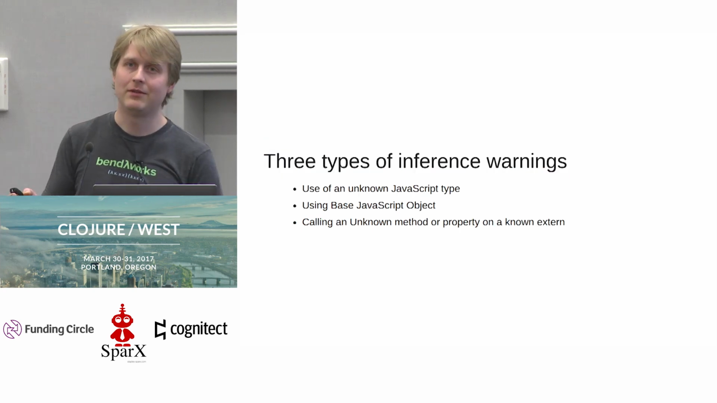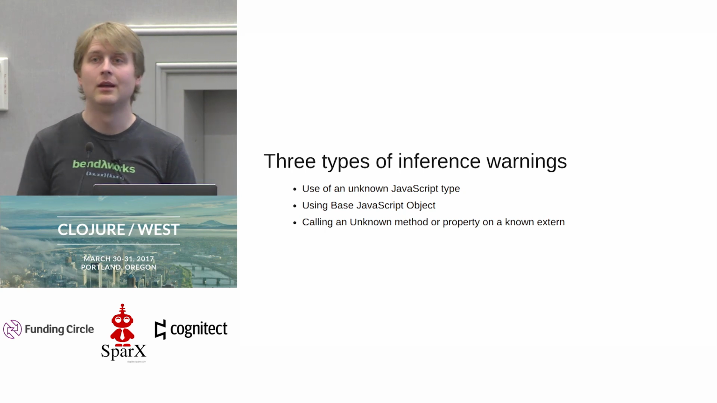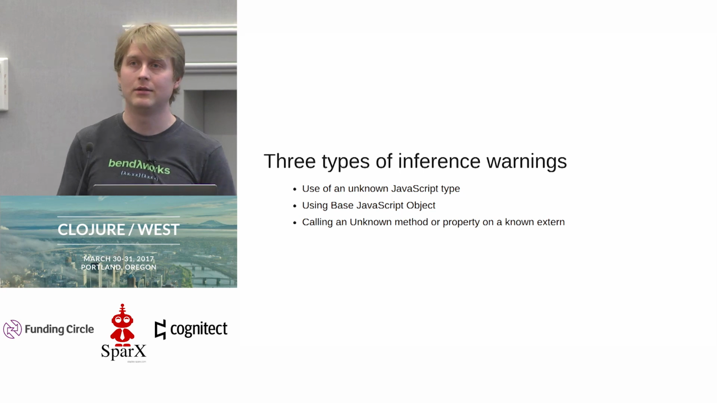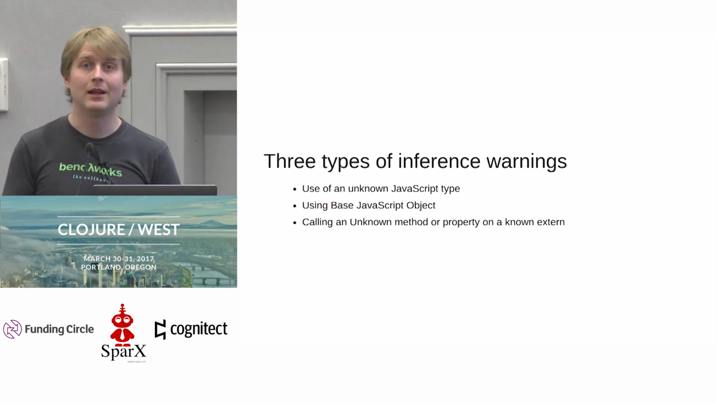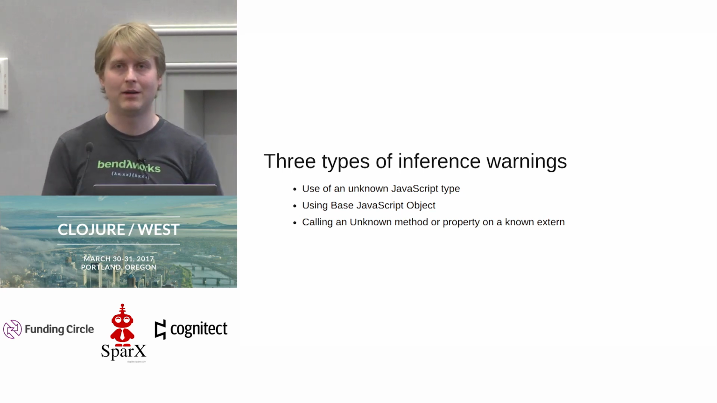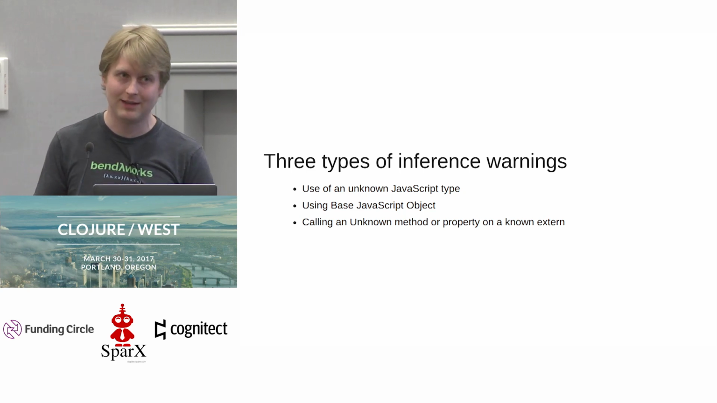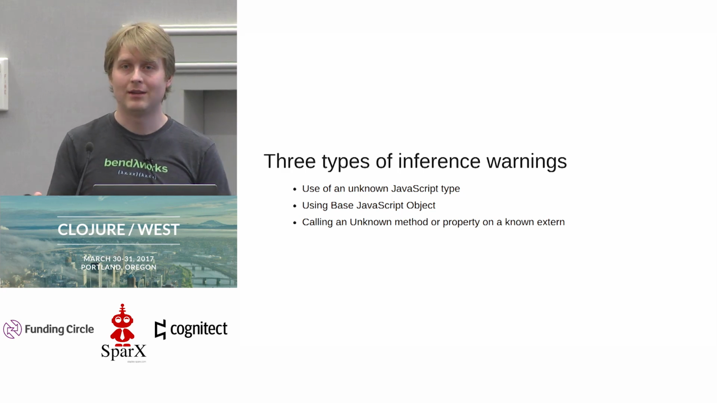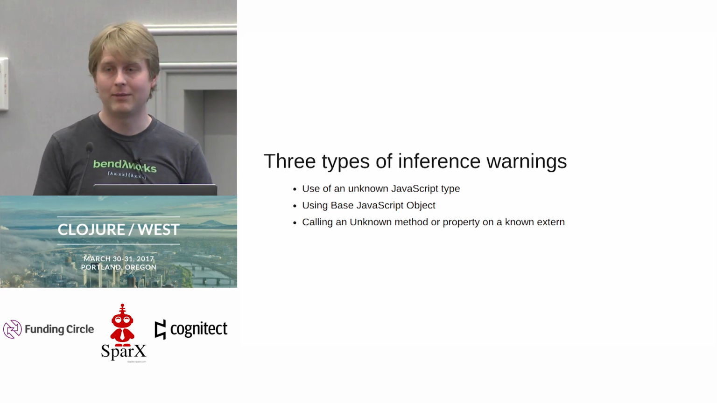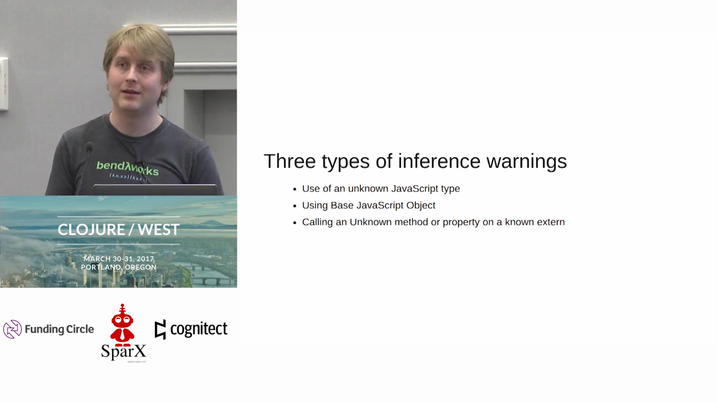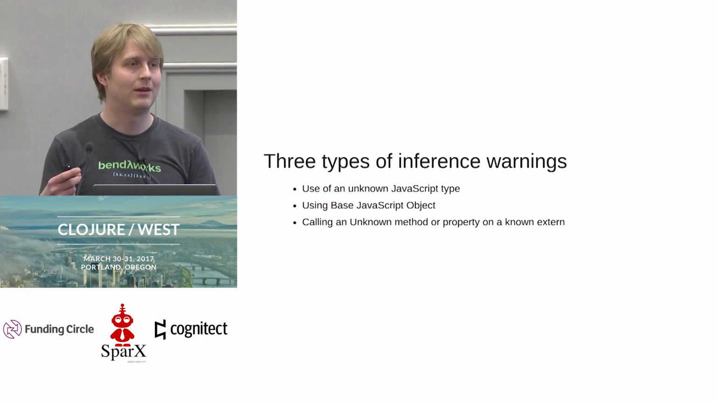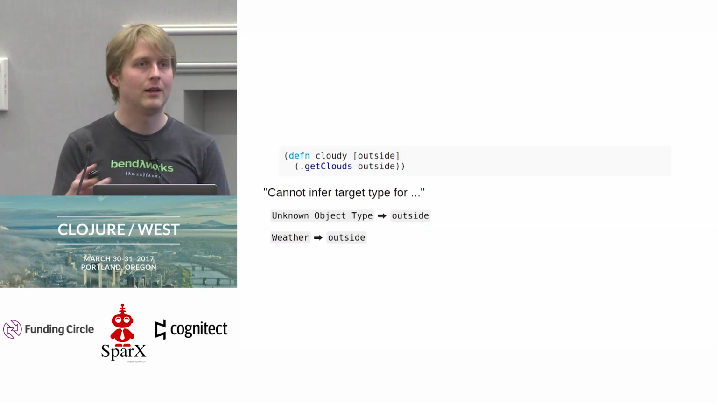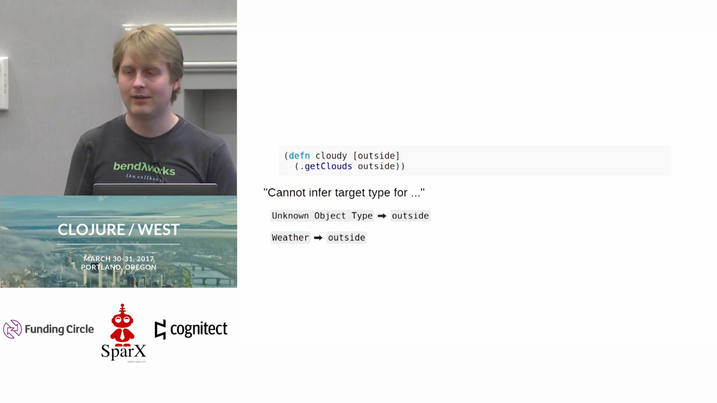And there are three types of inference warnings currently that we get. We get a warning if we're trying to use an unknown JavaScript object type. We get another warning if we're trying to use a method or property on the base JavaScript object type. And then we get a warning if we're trying to use a method or property on an object that is specified in our externs, but the method or property is not inside of our externs.